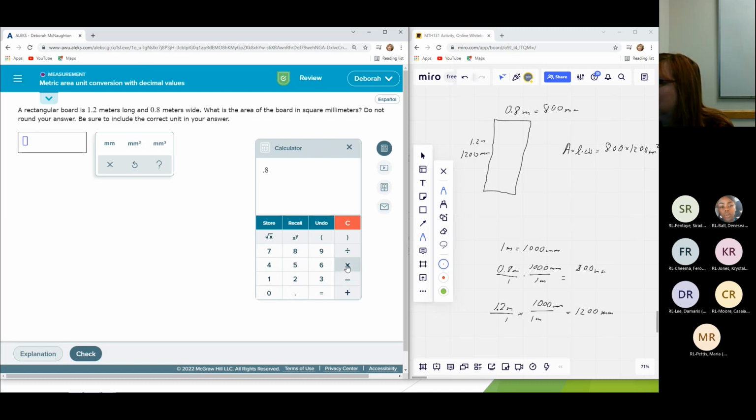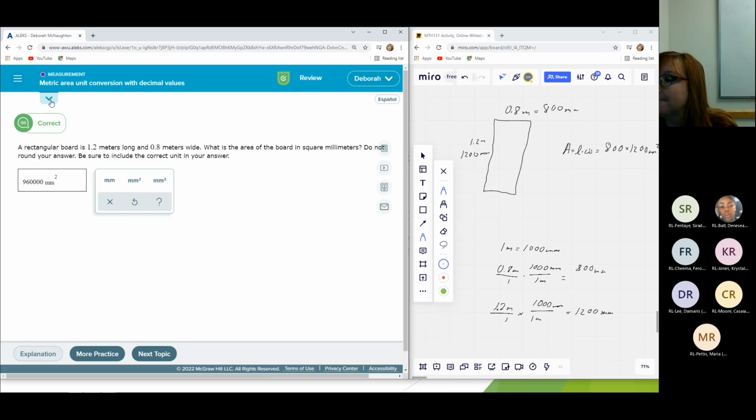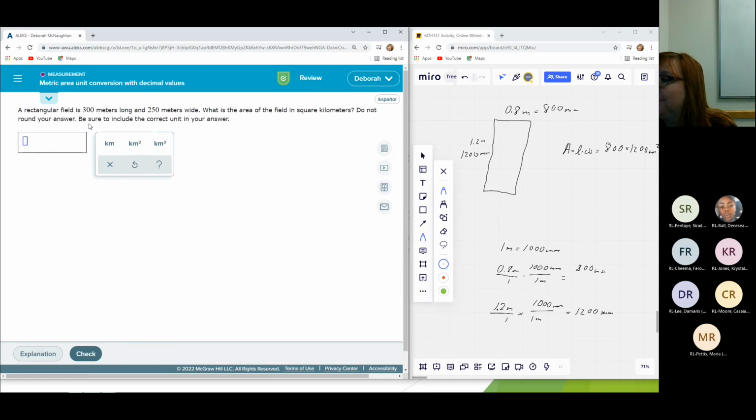So 0.8 times 1,000 gives me the millimeters, 800. And then 800 times 1,200 is 960,000, and then square millimeters. So whenever we do the area, it's going to be squared. Remember, we don't really use this. This is cubic millimeters, which would mean that we had like a box. So again, with these, you always do your conversion first.